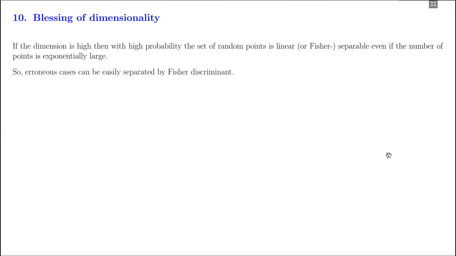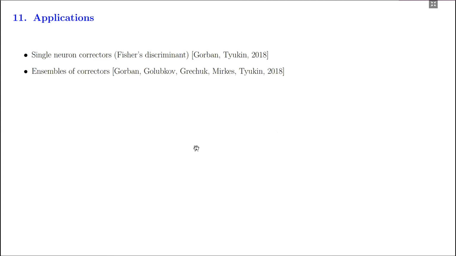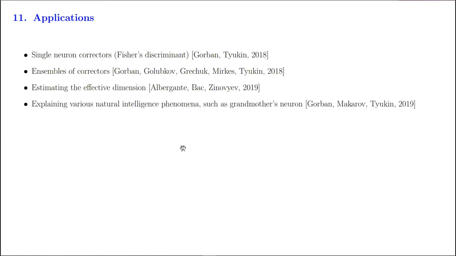In particular, for example, erroneous cases can be easily separated by Fisher discriminant when the dimension is high. The phenomenon of blessing of dimensionality has a lot of consequences and applications. And stochastic separation theorems have been widely used in machine learning for constructing classifiers and ensembles of classifiers, for determining the intrinsic dimensions of the data sets, and for explaining various natural intelligence phenomena such as the grandmother's neuron and others. Our new results concern the random uniformly distributed points in the spherical layer.